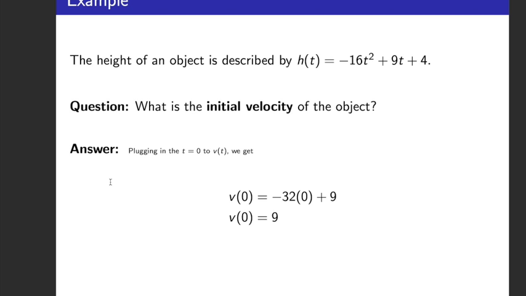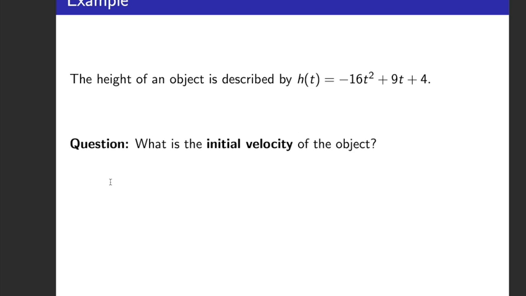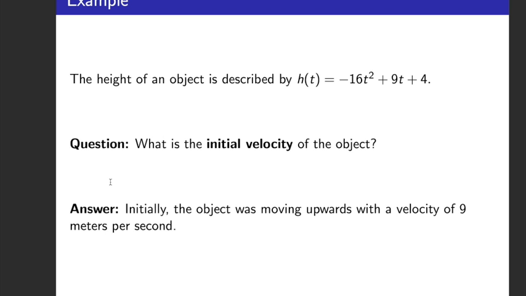Now we need to interpret that. Our velocity will be in units of meters per second. Also, since the sign of the velocity is positive here, we know the object is traveling upwards. Since v of 0 is equal to positive 9, that tells us that at 0 seconds, the object was traveling upwards at a velocity of 9 meters per second.